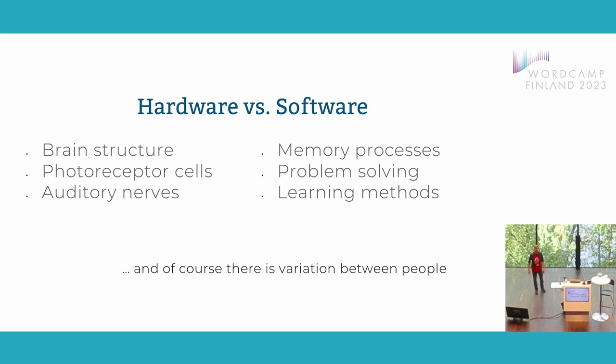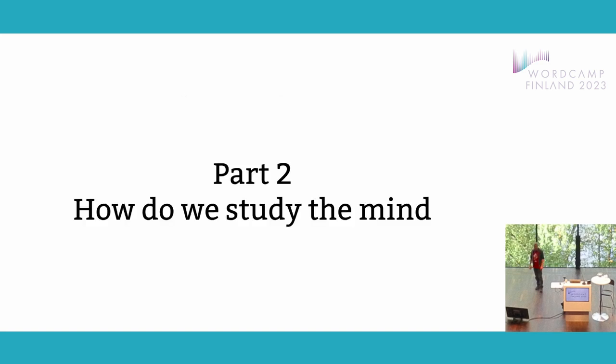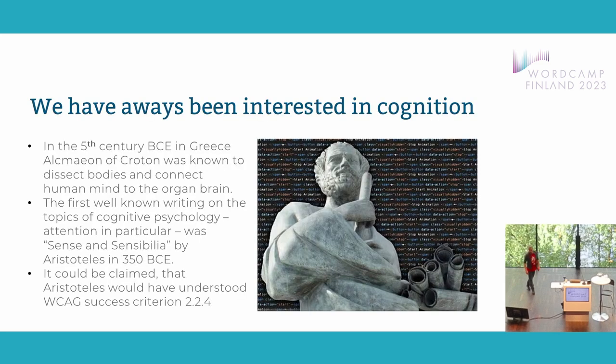Of course, there's a lot of variation between people, how we work. There are people who have different kinds of photoreceptor cells, missing something, or they behave differently, or a different kind of brain structure. So there's a lot of variation, but the basics are more or less the same. And we have always been interested during history in cognition, how people think and work, how we receive information from the surrounding world and how we process it.